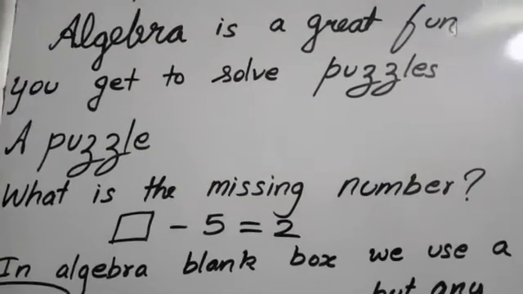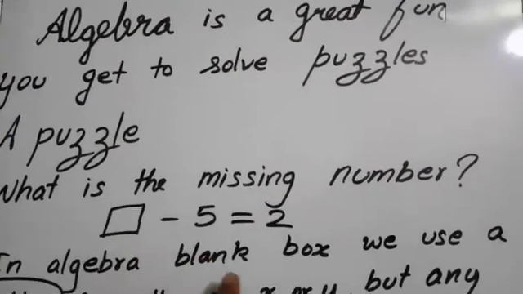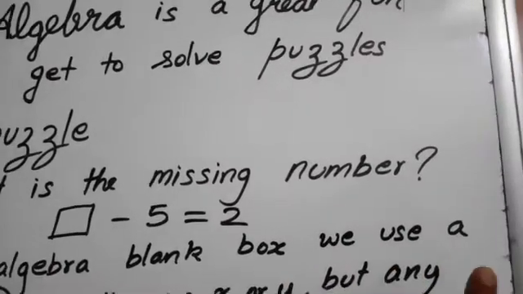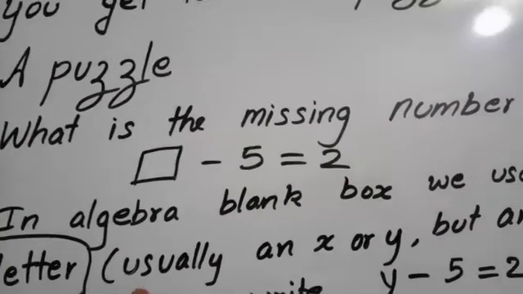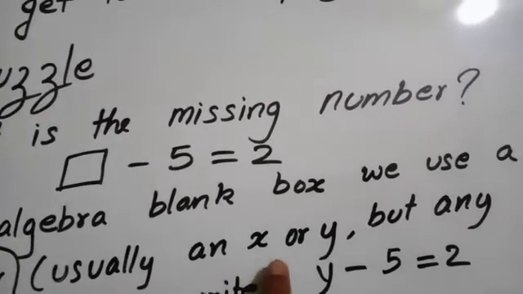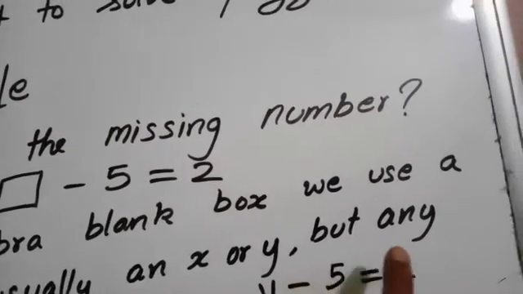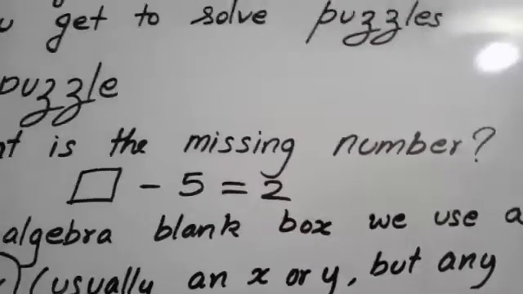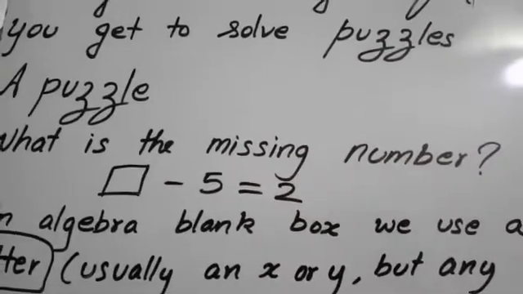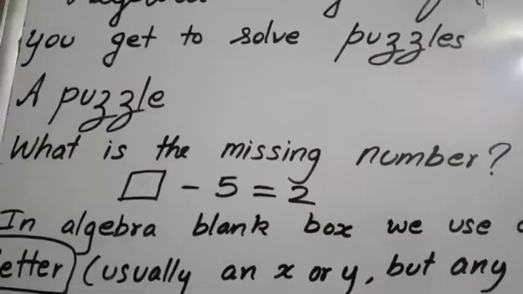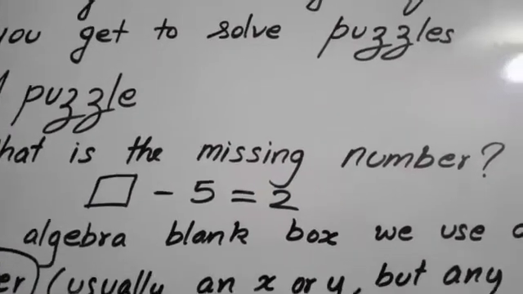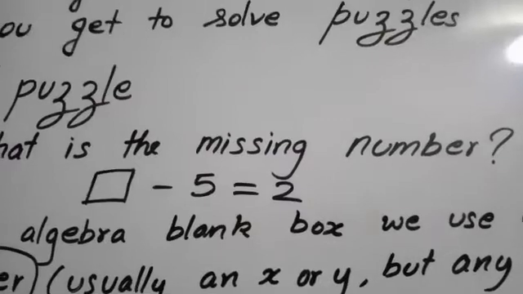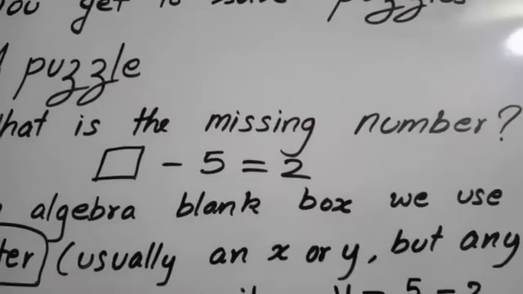But in algebra, for this blank box, we use a letter. What do we use? We use a letter, usually X or Y. But we can use any letter, M, N, any alphabet letter. But here we usually use X and Y. It has become common.